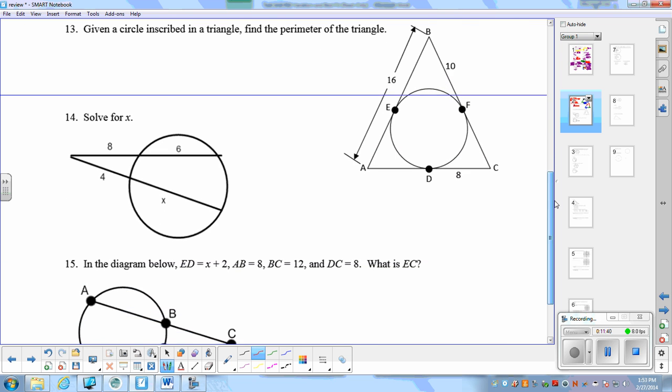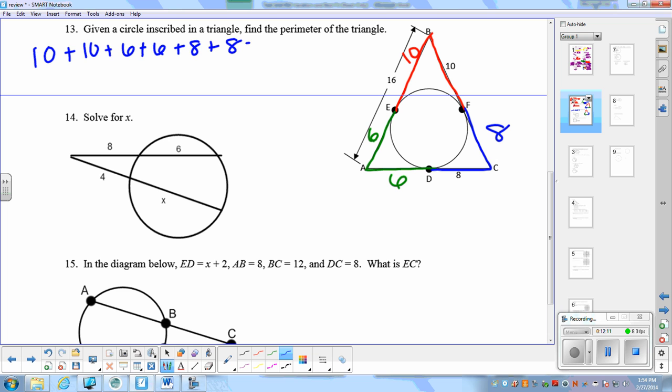Number 13, I'm trying to find the perimeter of this. Well, here, FB is 10, so I know that EB is also 10. And since BA is 16, it means EA has to be 6, which leaves BD having to be 6. And then since DC is 8, CF is also 8. And then I just add all that up. 10 plus 10 plus 6 plus 6 plus 8 plus 8 gives me 48.